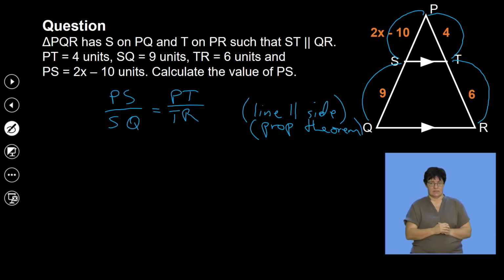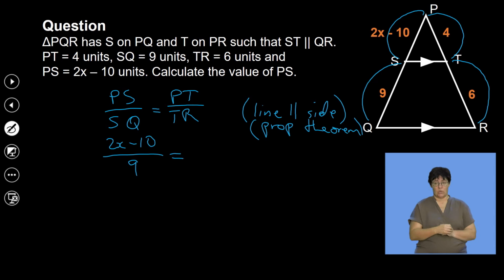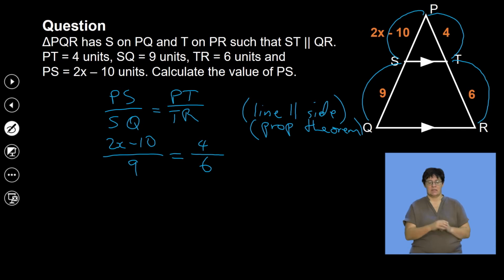So what do I know? I know PS was given to me as 2x minus 10 over my SQ, which was 9, equal to my PT, which was 4, over my TR, which was 6. Then you simplify this. I will have the 6 multiplied by the 2x, which will give me 12x. The 6 multiplied by the 10 will give us minus 60. I'm already thinking about the answer there. And then the 9 multiplied by the 4 will give me 36.